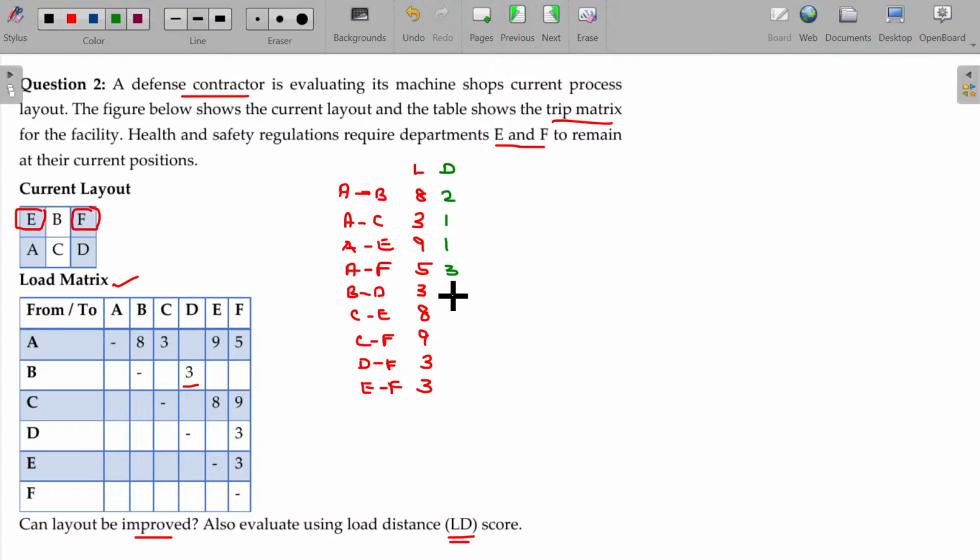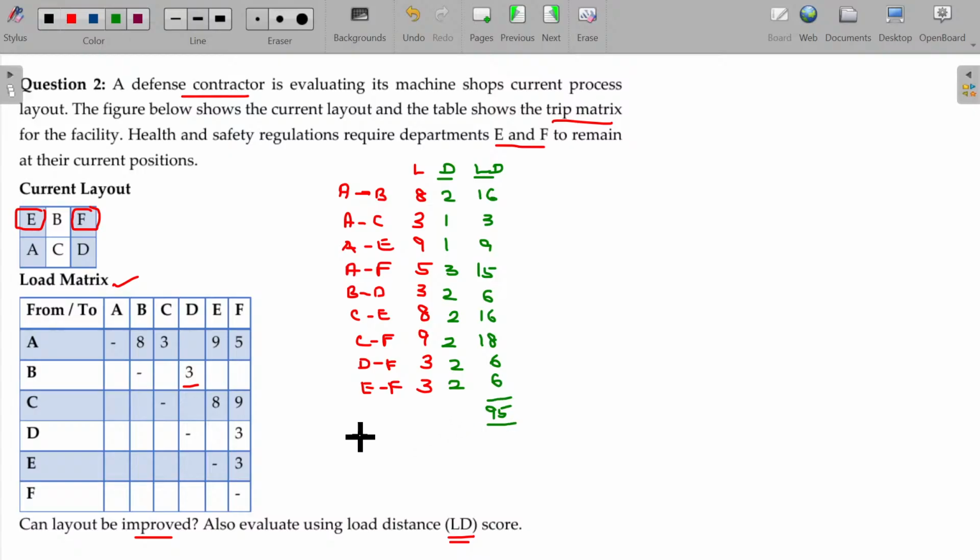Similarly, B to D, two distance, you cannot go cross. This is not allowed. 1, 2, that's how you can show. C to E, two distance, C to F, two distance, D to F, two distance, and E to F, two distance. And find out the load distance for the present layout. This is present layout. 8 into 2, 16, 3, 9, 15, 6, 16, 18, 6, 6. Get me the total load distance for the current layout.